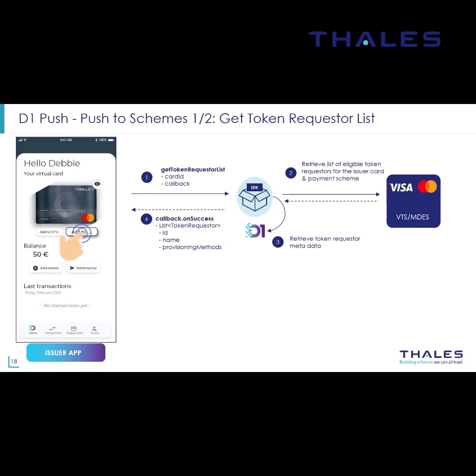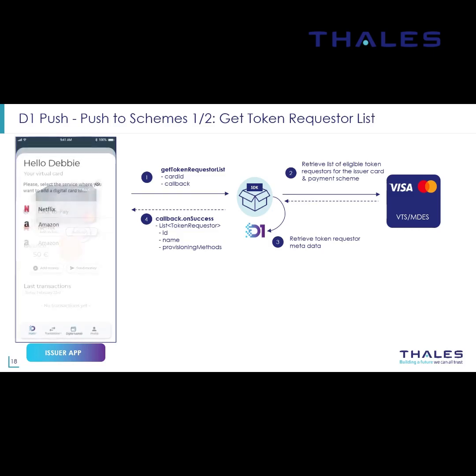Next, the D1 SDK will contact the D1 backend to get the metadata associated with each token requester in the third point. Lastly, the SDK notifies the issuer app by means of the onSuccess callback method with the list of token requester objects. Each of those has an associated ID, name, as well as provisioning methods. The issuer app is meant to use this list to populate the user interface, allowing the end user to choose the token requester. Please note that the token requester logo is not provided by the D1 solution and the issuer application needs to source it from elsewhere.